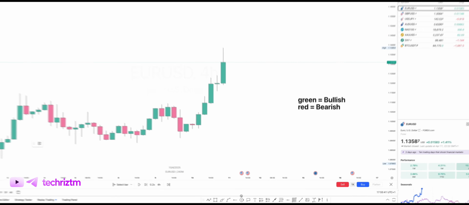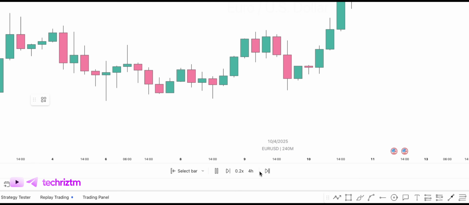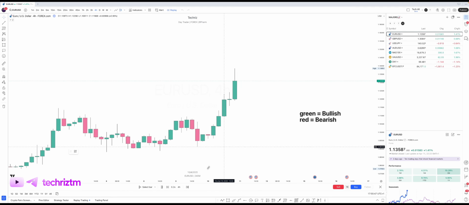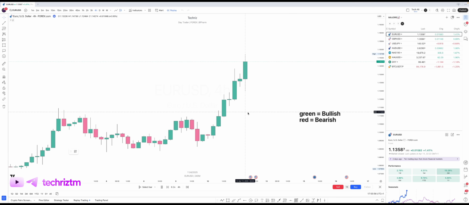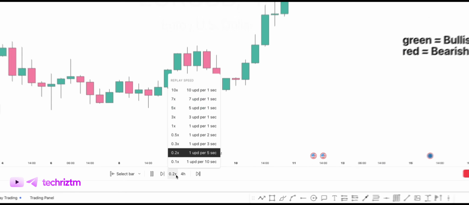So let's look at it. I'm going to play right now. I don't know if it's going to give the best result, but it's on 0.2x. So let's just look closely at it. So we can see we've opened and, oh, it's going a bit faster than I expected.